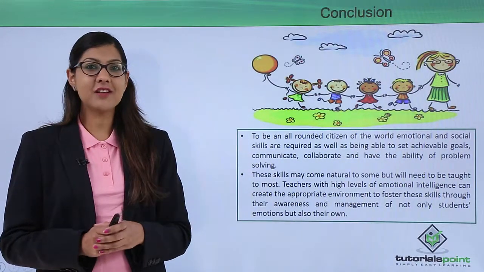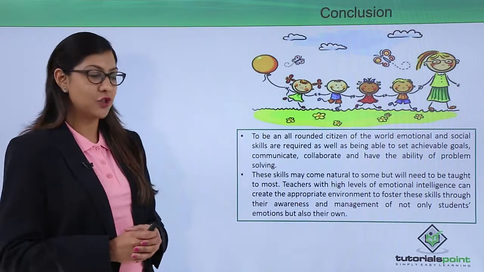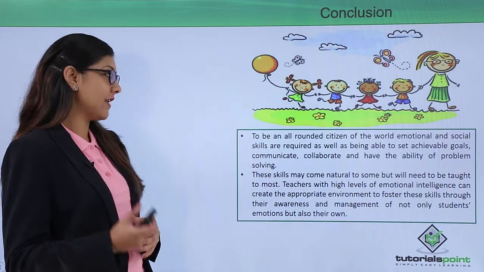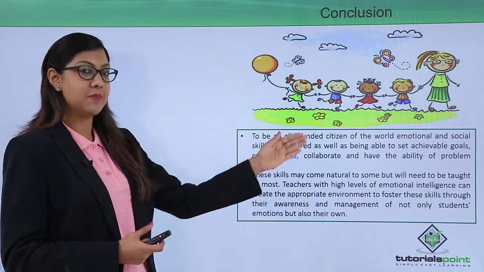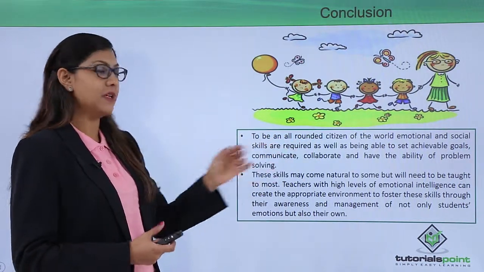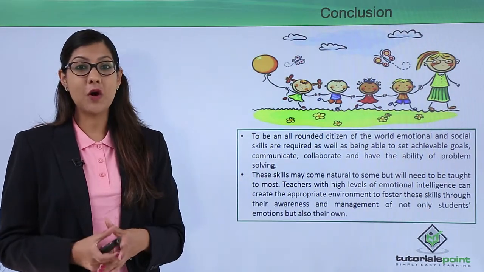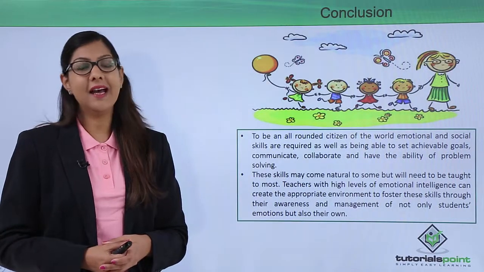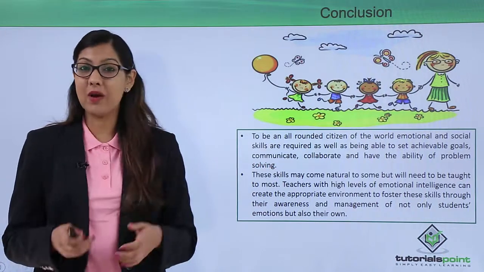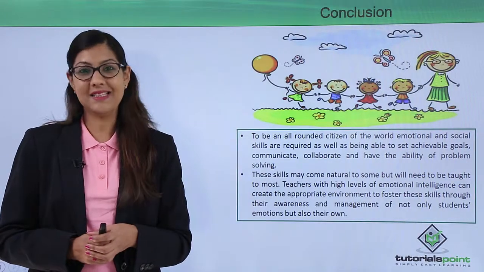Well, friends, that brings us to the conclusion of this particular module on emotional intelligence. I'm going to leave you with this particular slide saying that to be an all-rounded citizen in the world, emotional as well as social skills are required, as well as being able to set achievable goals, communicate, collaborate, and have the ability of problem solving. Today, it's not only about technical skills, it is also about being emotionally present for your people and having a better relationship. These skills come very naturally to some people. However, some people have to be taught how to have emotional intelligence.